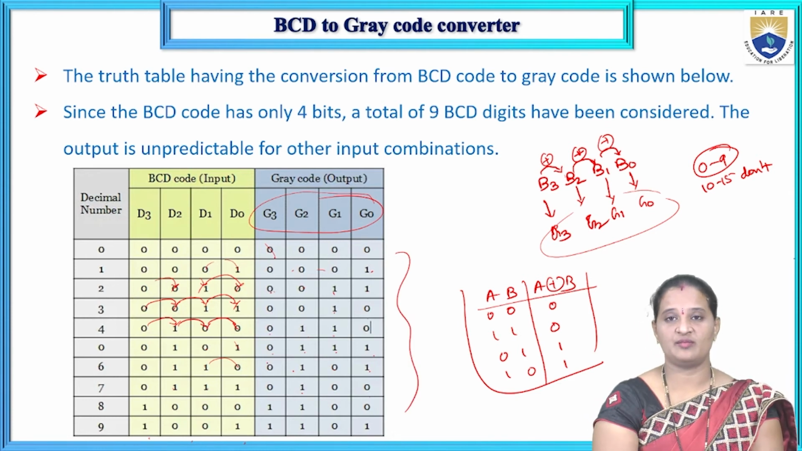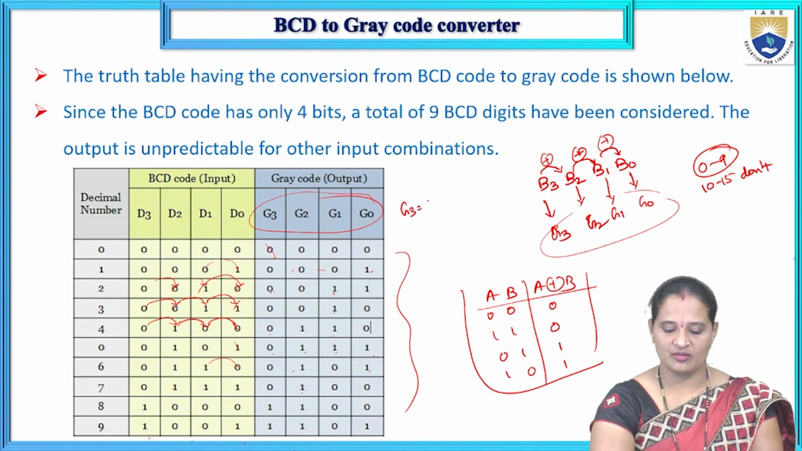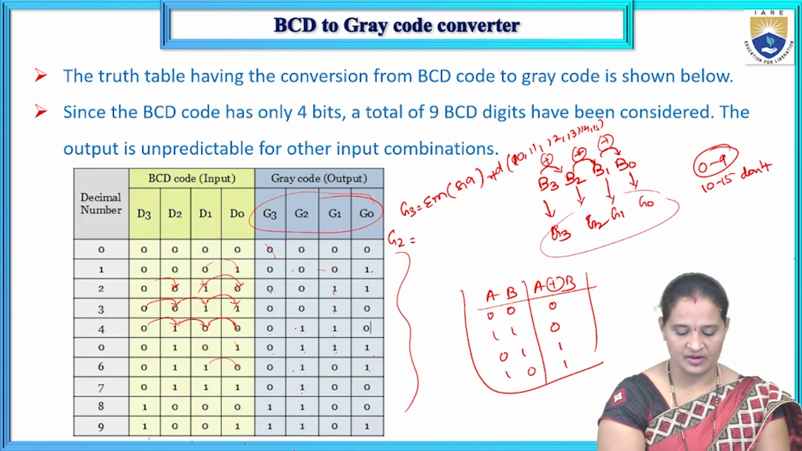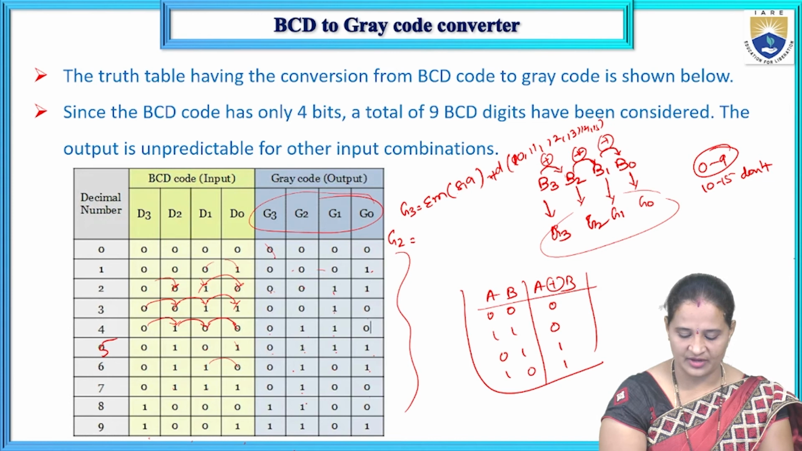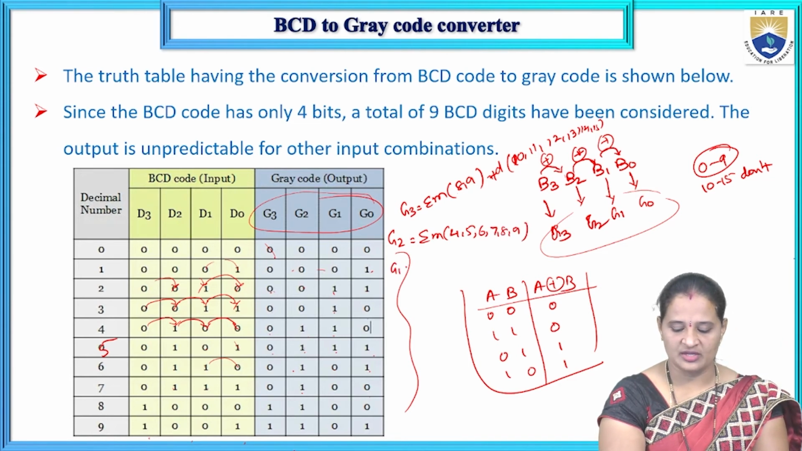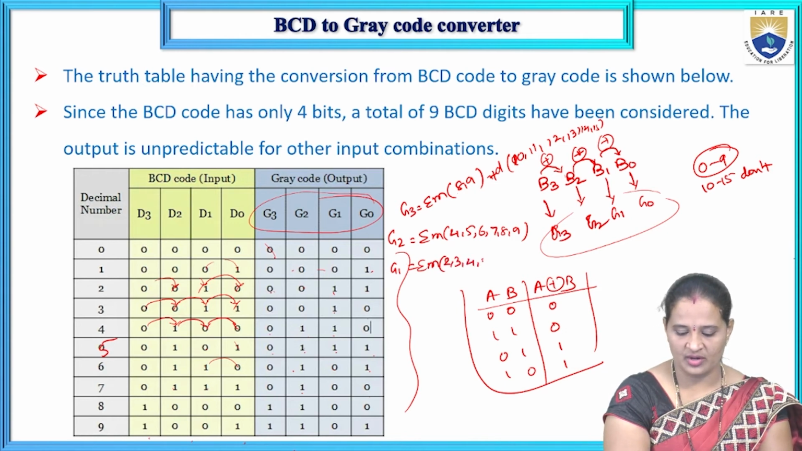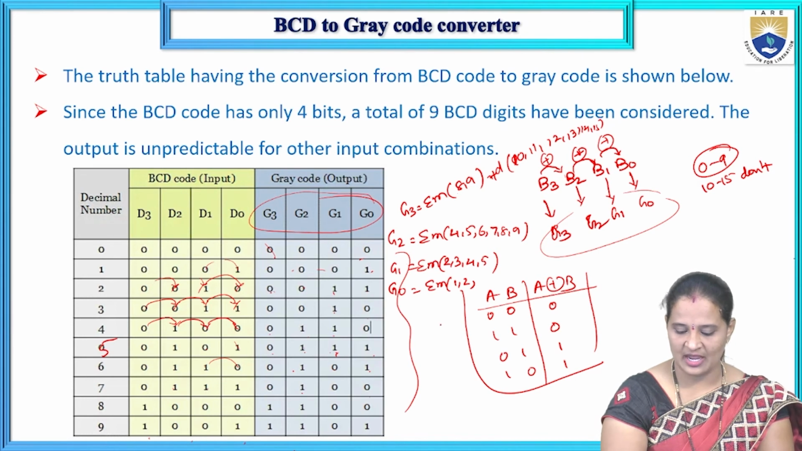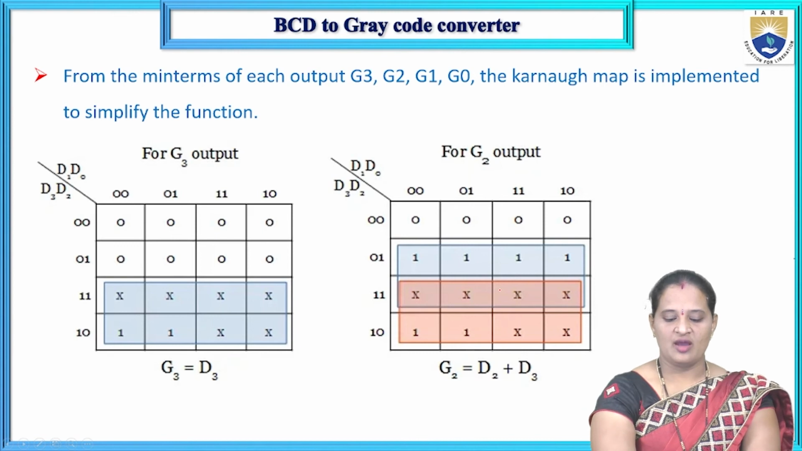Now we need to find out the simplified Boolean expression for all this. First of all, G3 is becoming 1 for summation m of 8, 9. And we do have don't care conditions. What are the don't care conditions? 10, 11, 12, 13, 14, 15. Similarly, G2 is becoming 1 for 4, 5, 6, 7, 8, 9. So summation m of 4, 5, 6, 7, 8, 9. Right? Now coming to G1, it is becoming 1 for 2, 3, 4, 5. And still we have don't cares. And G0 is becoming 1 for summation m of, sorry, not 0, 1, it is 1, 2, and then 5, 6, 9. So 1, 2, 5, 6, 9. So this is G. Now we are drawing the K-maps here.